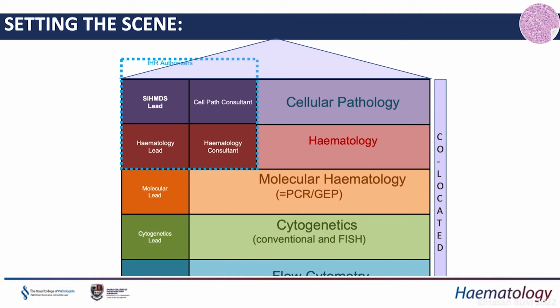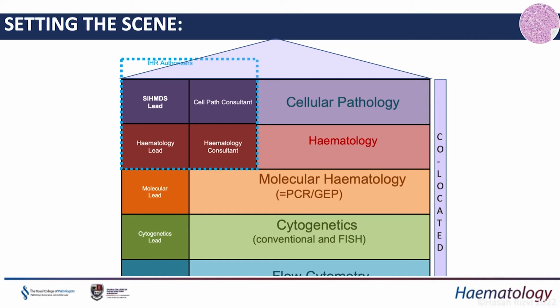This is our setup at Barts. We are all co-located in one building, called the Pathology and Pharmacy building, where you have all the different disciplines. You have molecular pathology, flow cytometry, hematology, and histopathology all together.